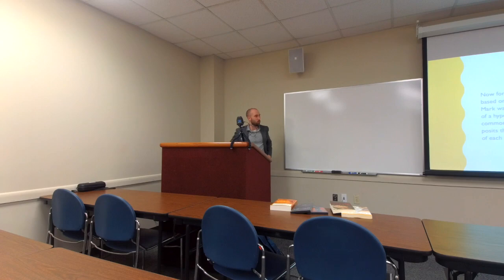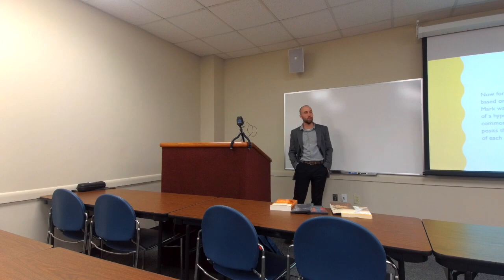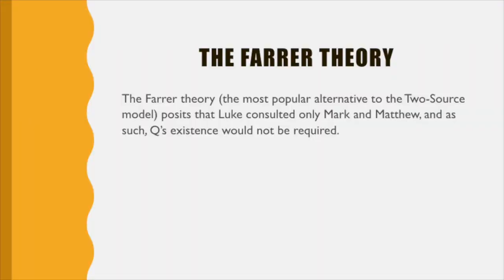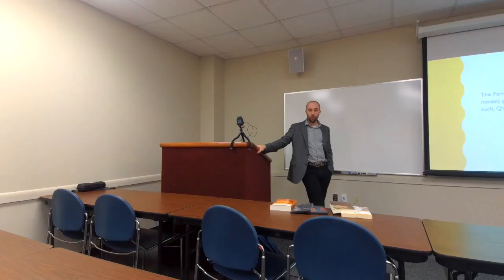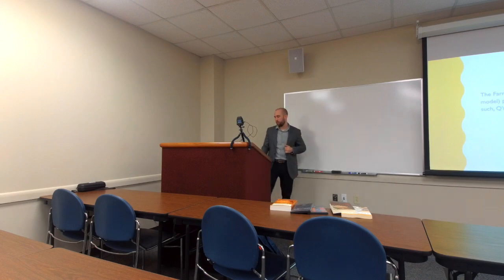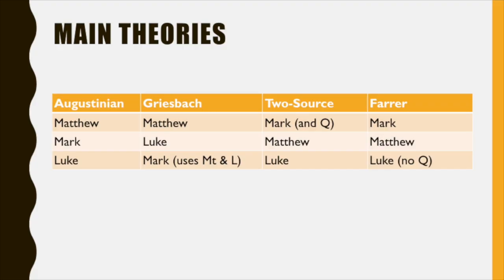This standard two-source view posits that Matthew and Luke consulted Mark and Q independently of each other. So that is, Luke did not have access to Matthew, but he did to Mark and Q. The Farrer theory, popularly defended by Mark Goodacre at Duke, posits that Luke consulted only Mark and Matthew. So he thinks Mark was written first, then Matthew, and then Luke, but his theory doesn't require that Q exists. Luke uses that Q material in Matthew, and therefore there's no need to posit Q's existence. So these are four main theories.